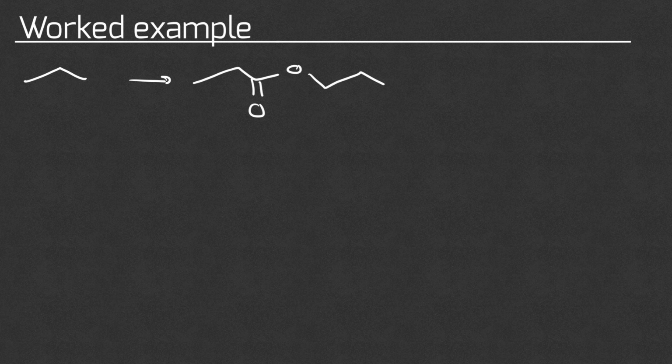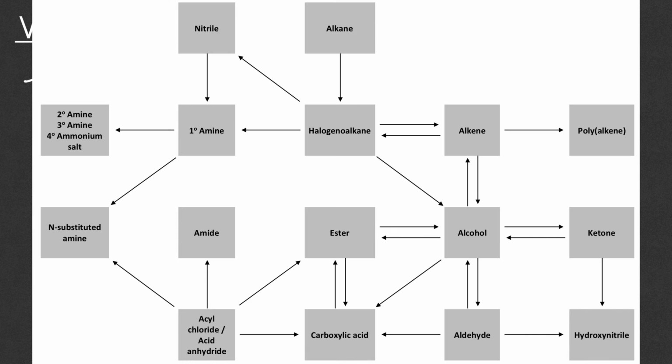Our final conversion is taking propane and producing propyl propanoate. Once again, we'd have to look at the reaction map to figure out where we're going to go from our starting material to our desired product. So from an alkane to an ester. For this conversion, we'd need to produce 2 separate molecules to react together. So we're going to have to change our alkane into both an alcohol and a carboxylic acid, so we can react both the alcohol and carboxylic acid together to produce an ester.